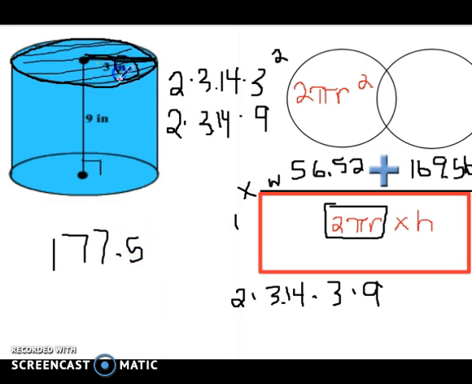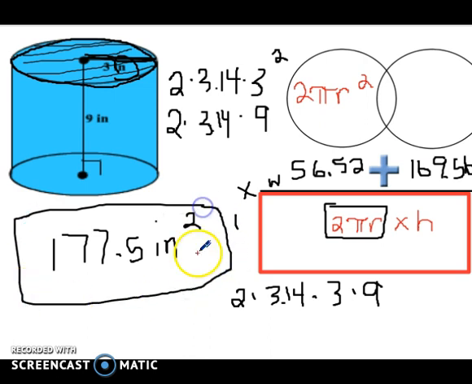177.5 inches is my unit, and surface area is a flat figure, so I'm going to do squared. It has 2 dimensions. And then kind of just circle your answer or square in your answer.